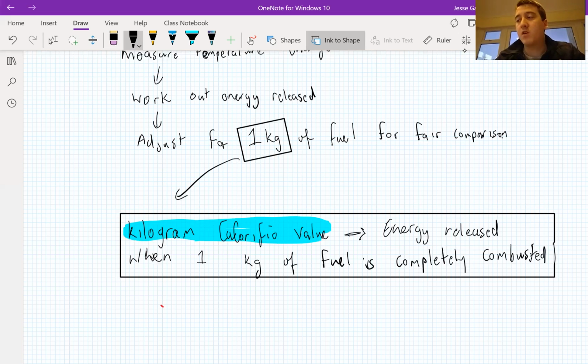All right, so it's probably a good idea, guys, if you make a note of that now. Okay, so pause the video and make a note of that definition. Energy released when 1 kilogram of fuel is completely combusted.